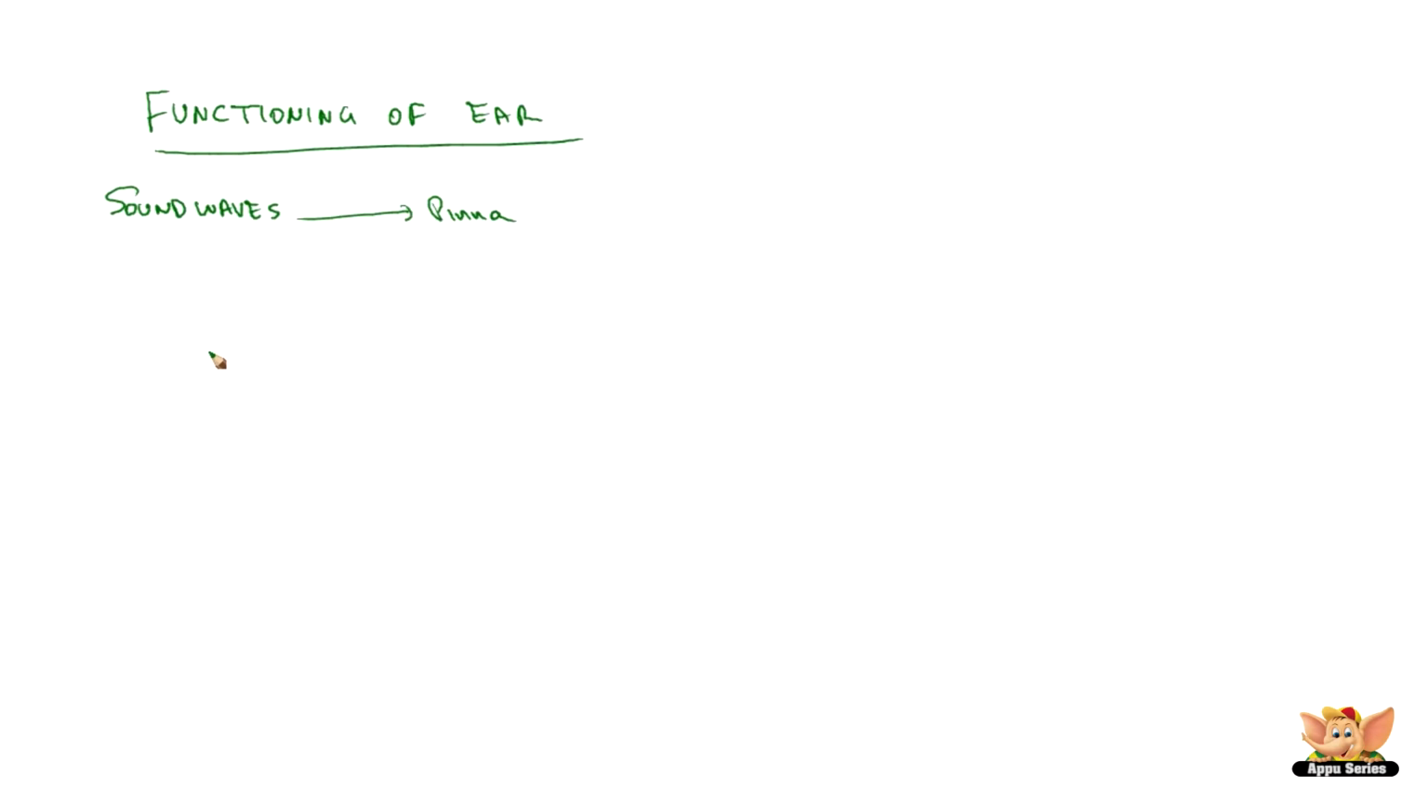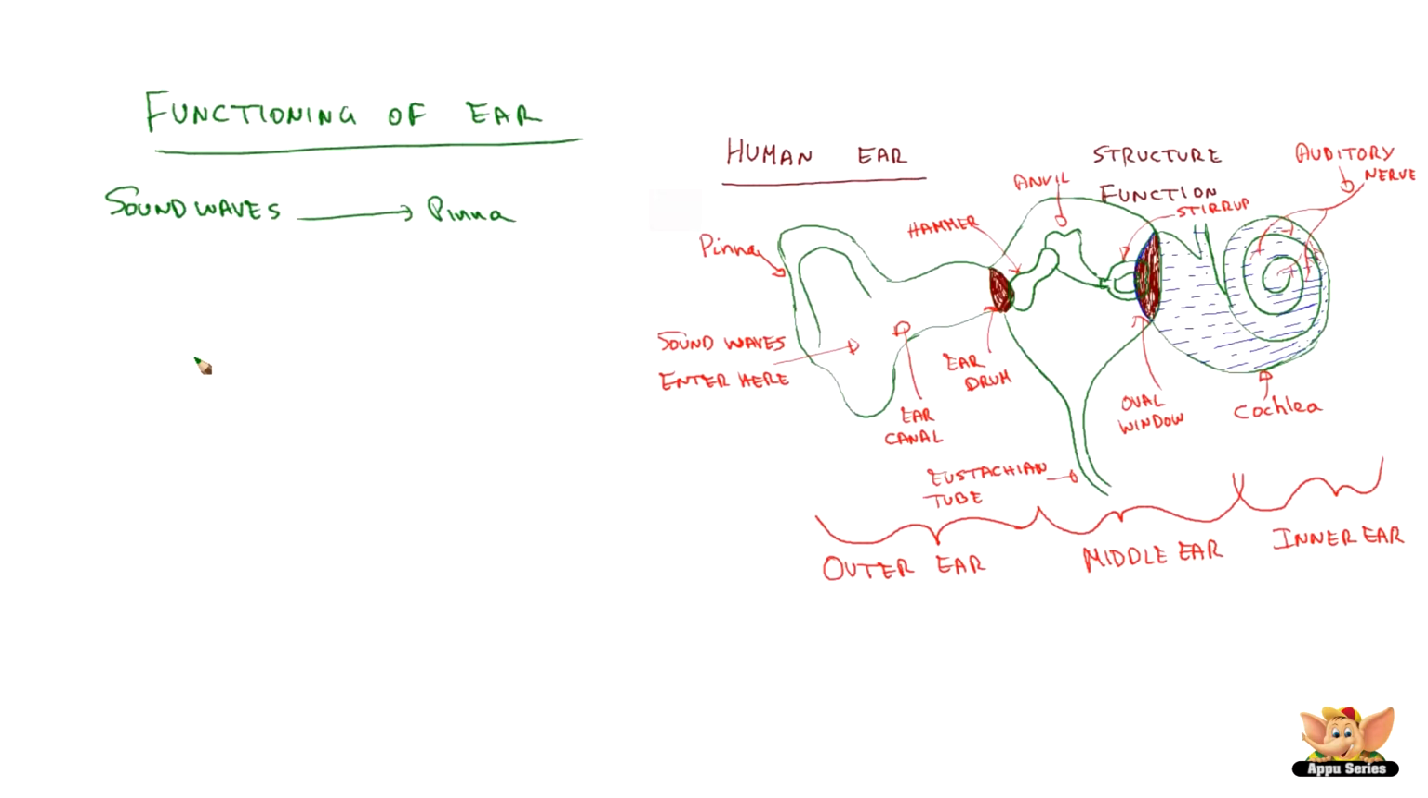And fall on the eardrum. So we will just put the figure and then see how the functioning happens. And these things pass through the ear canal. From the ear canal, they fall on the eardrum.